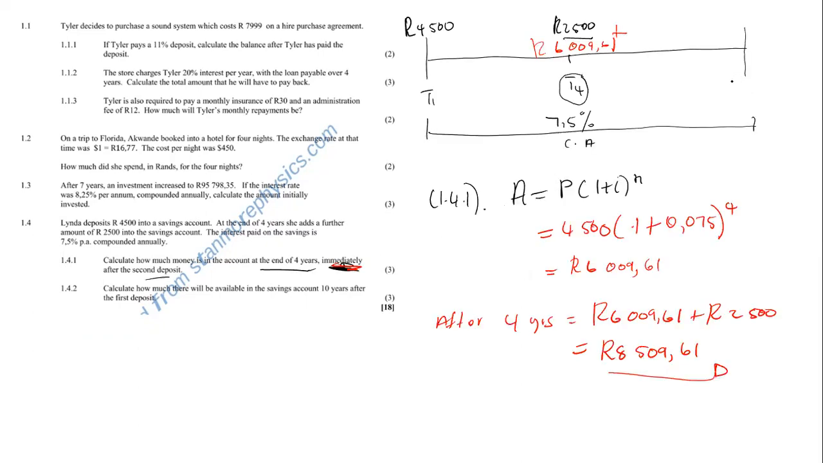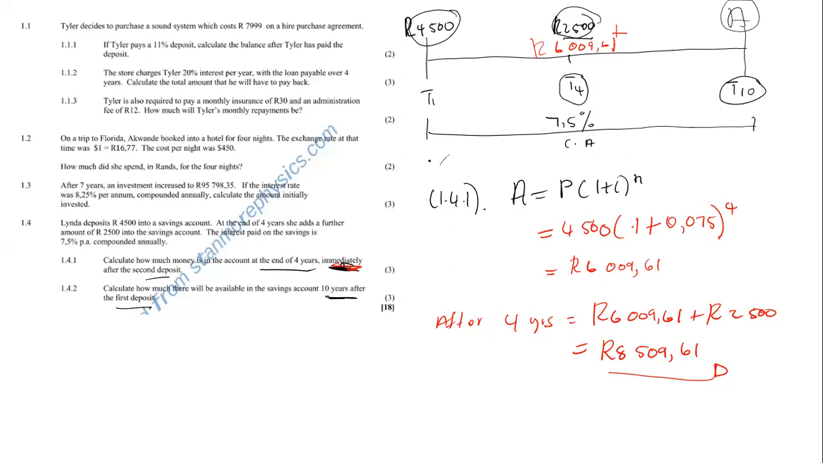Now 1.4.2 says to us, calculate how much there will be available in the savings account 10 years after the first deposit. So now in this timeline, Linda's aim was to save 4,500 and 2,500 for a period of 10 years. We want to know how much Linda has accumulated for a period of 10 years, from the moment she made her first deposit until here. Obviously, this is also included. That's what we want to know.